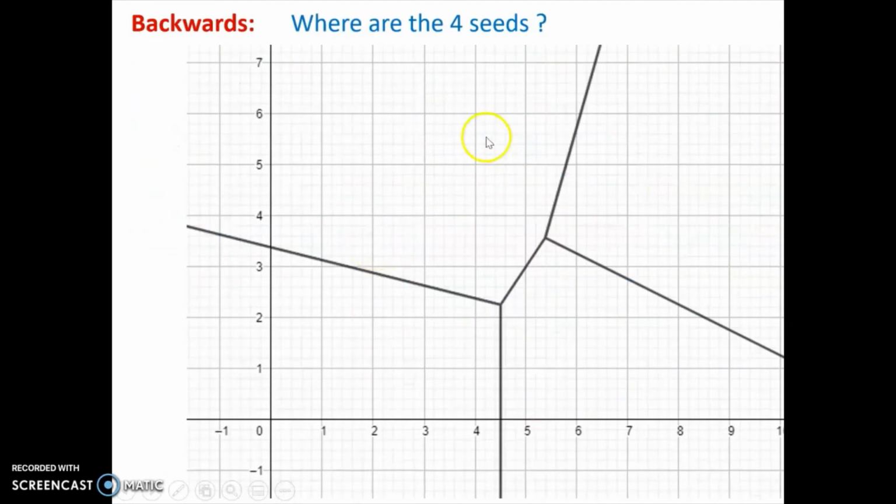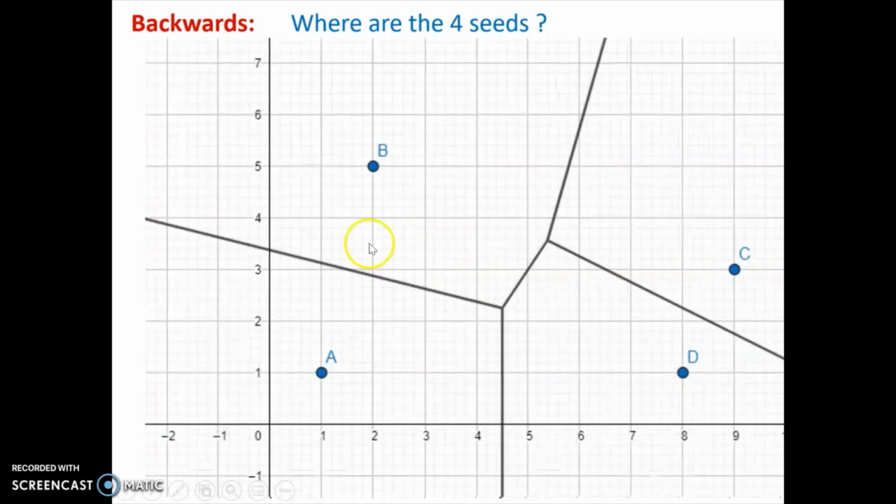Okay, try the same thing here, working backwards. Where do you think the 4 seeds would be for this 4-zone Voronoi diagram? That means you're going to place 4 seeds out here. Again, place 2 seeds and think about this being a perpendicular bisector. It'll help you. Let's see how you do. Okay, here are the 4 locations. This one might have been a little trickier for sure. This could have been a challenge for us for sure.